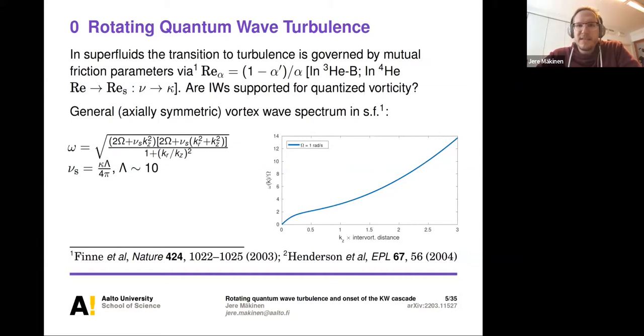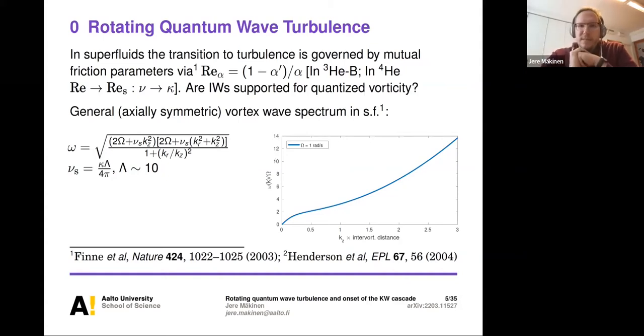So in superfluids, the transition to turbulence is governed not by the classical Reynolds number, which contains viscosity, but in helium-3 it has been found that the transition to turbulence can be characterized by a dimensionless superfluid Reynolds number, which depends on the mutual friction parameters alpha prime and alpha. And this has been shown to work quite well in helium-3B. In helium-4, people may have some other definitions where you replace the viscosity by the quantum of circulation.